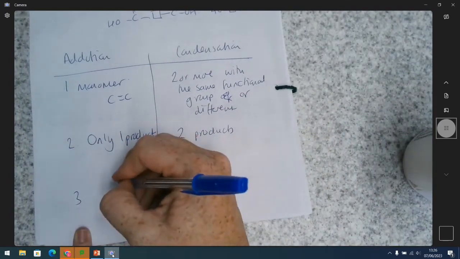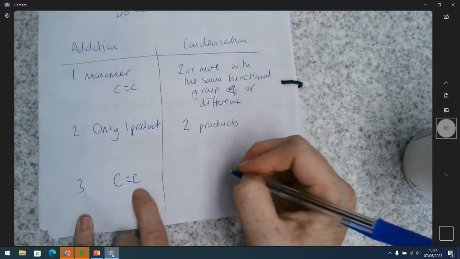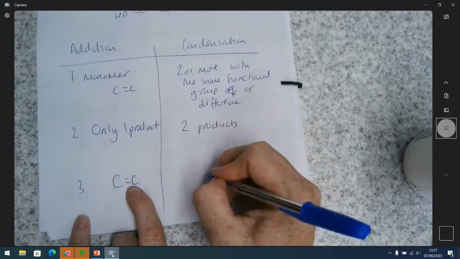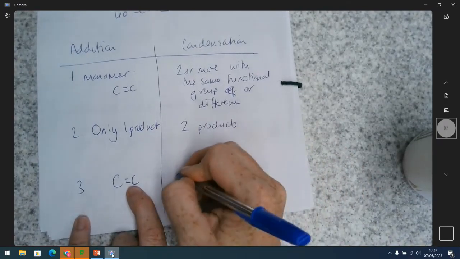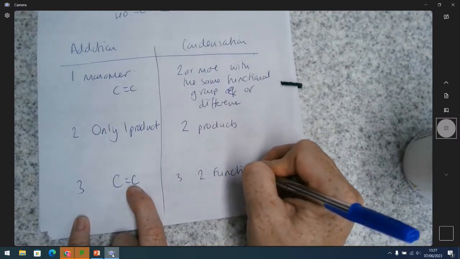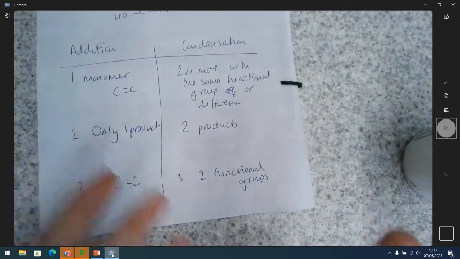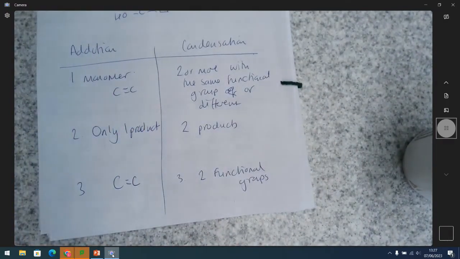And in terms of where the polymerization takes place, it's usually with an alkene here. So you get your C double bond C, and it's usually where you have your two functional groups coming together. You could be asked to explain the differences between the two types of polymerization. So they're the key things you want to make sure you're including.